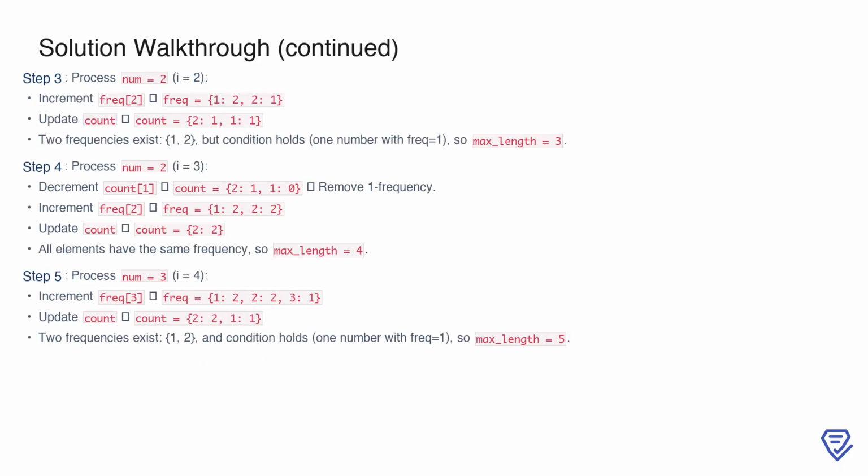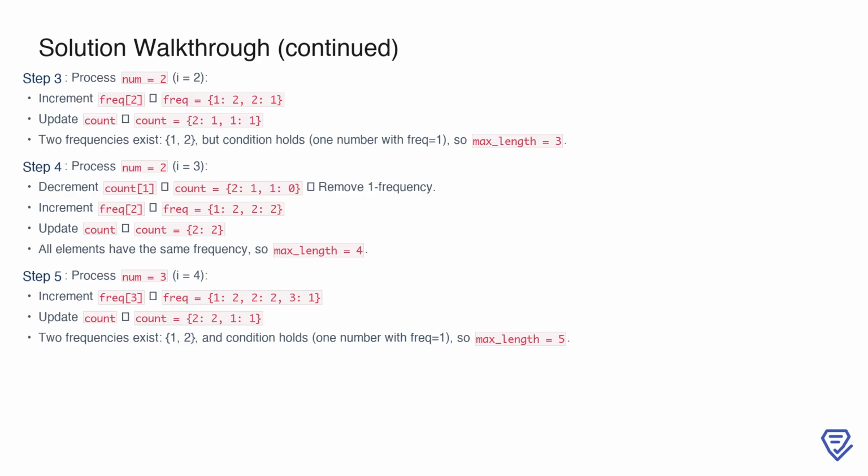For the third number, 2, its frequency is incremented in the frequency map, so frequency becomes 1, 2, 2, 1. The count map is updated to 2, 1, 1, 1, reflecting that there's one number with a frequency of 2 and one with a frequency of 1. In this case, two frequencies exist, 1 and 2, but the condition holds because there's only one number with a frequency of 1. Thus, max_length is updated to 3.